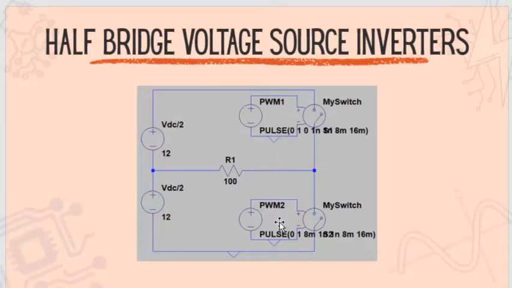This PWM2, the initial voltage is 0. It will be on at 1 volt. The period delay is 8 milliseconds. The T rise is 1 nanosecond. The T fall is 1 nanosecond. The T on, or the period which it is on, is 8 milliseconds, and also the total period of the cycle is 16 milliseconds. So I use 60 Hz for this signal.